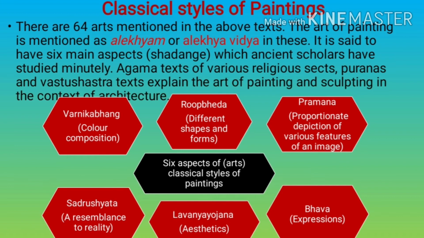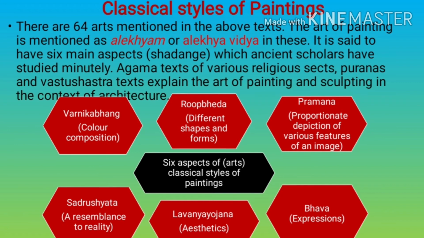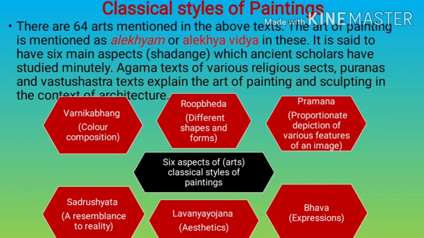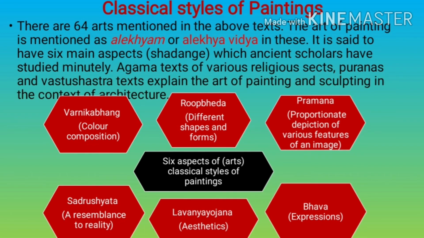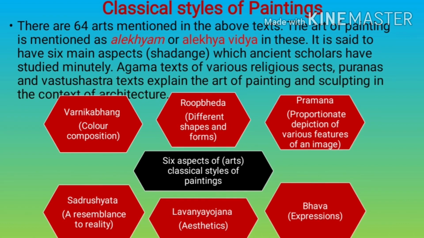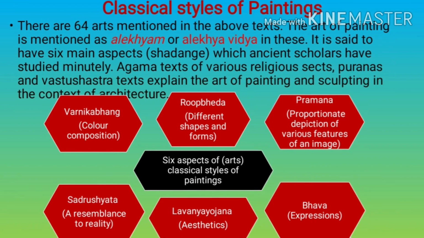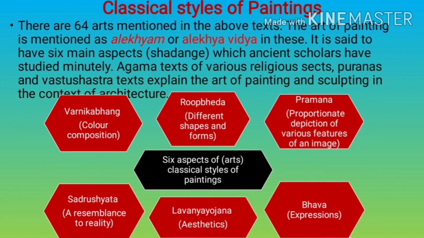There are 64 arts that are mentioned in the texts. The art of painting is mentioned as Alekhyam or Alekhya Vidya in these texts. It is also said to have 6 main aspects. Shadanga means 6 parts or 6 aspects, which even our ancient scholars have studied minutely. Agama texts of various religious sects, even Puranas and Vastu Shastra texts also explain the art of painting and sculpting in the context of architecture. So in this way, we will be learning about 6 aspects of classical styles of paintings.